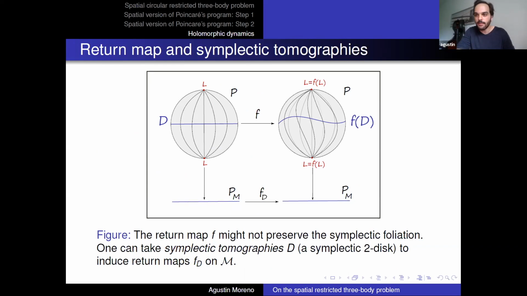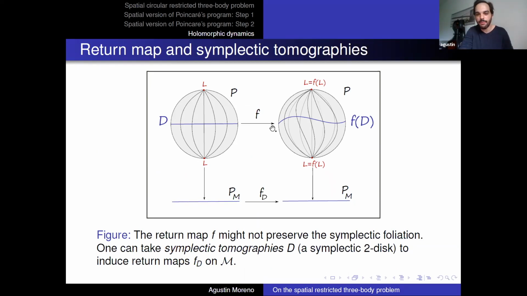For example, this is one of the games you can play. You take a page with its Lefschetz fibration, and here's L, the link, the boundary. And you can, for example, take your return map F. You could take, for example, a symplectic disk, a section of this Lefschetz fibration, and try to understand what the return map is doing on the sections.